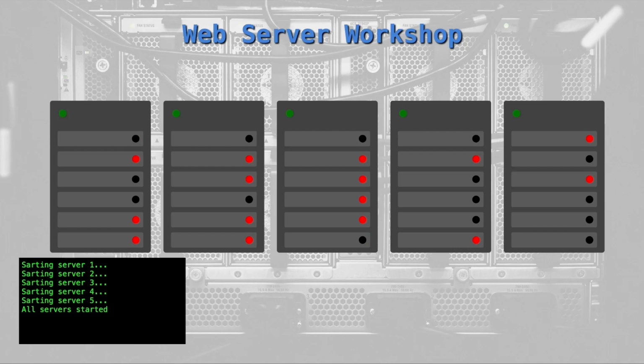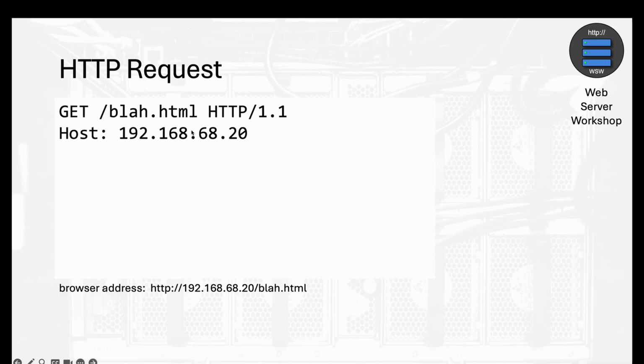In today's very short video, I will explain what happens at the protocol level when the user types a random URI into the address bar on a web server, or clicks on a link to a non-existent page on the server. Let's suppose that the user types http://192.168.68.20/blah.html into the address bar of their browser.